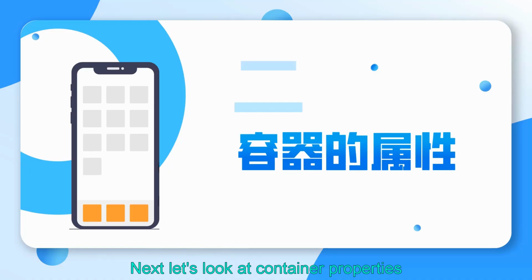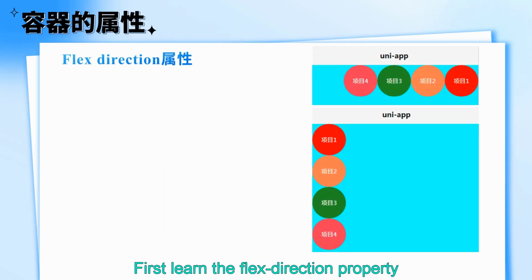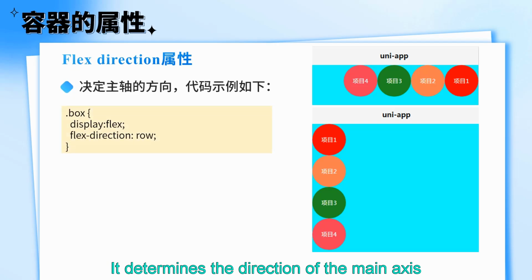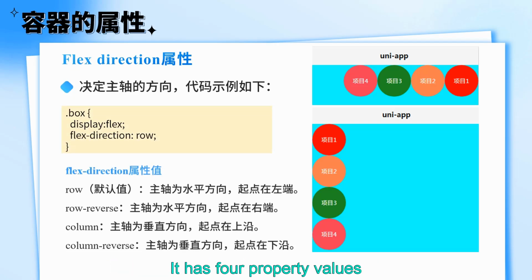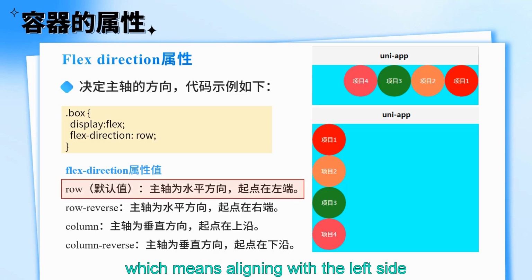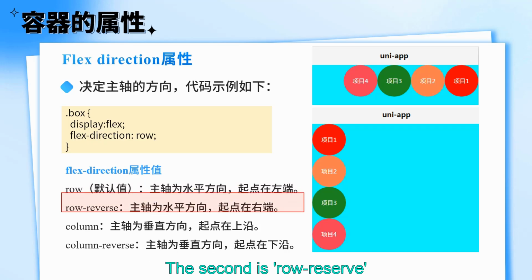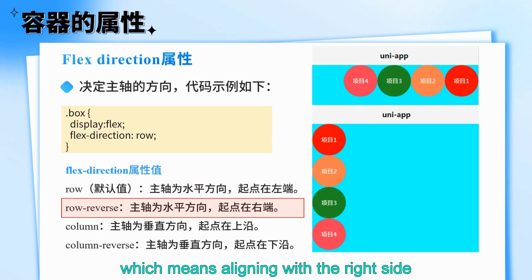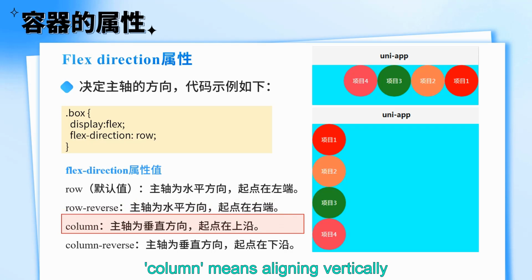Next, let's look at container properties. First, learn the flex-direction property. It determines the direction of the main axis. It has 4 property values. The first is row, which means aligning with the left side. The second is row-reverse, which means aligning with the right side. Column means aligning vertically.